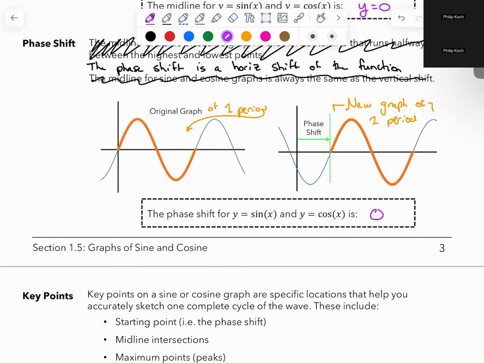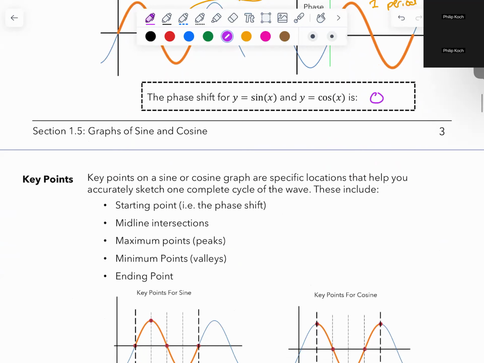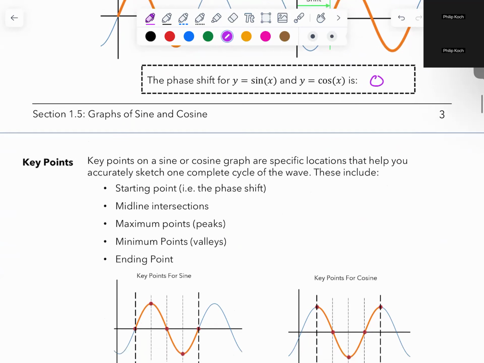So that leads us to how you can graph it very quickly. Instead of having to sit there and plot several points, you can do it by finding the key points on a sine and cosine graph. The key points are the specific locations to help you accurately sketch it using one complete cycle of the wave. These include the starting point, i.e. the beginning, which is the phase shift, the midline intersections, the maximum points, the peaks, the minimum points or the valleys, and then the ending point of one period.